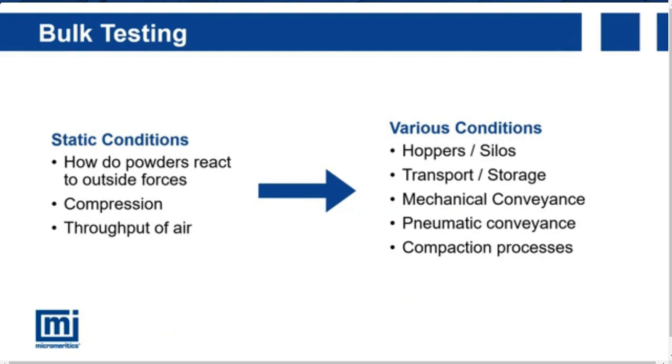Whether the conditions we're interested in are static or dynamic, it is the static behaviour of our powders to which we must turn now. In hoppers and silos, the forces acting upon powders can cause compression, which leads to arching and rat-holing, both highly undesirable phenomena. In transport and storage, we can see densification, consolidation, and de-aeration of our powders, which, as we know, can completely alter the character of our powders.